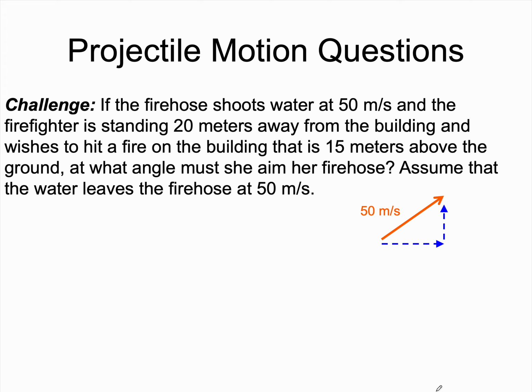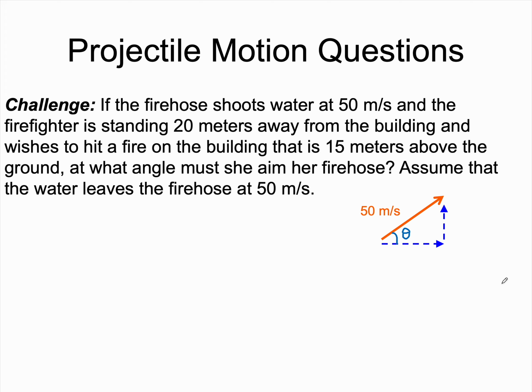Here's a challenge problem. I need to warn you on this one. You're like, wait, this is all so easy. Yeah, it gets a little bit more interesting. In this case, the question is, the firefighter shoots water at 50 meters per second and is standing 20 meters away and wishes to hit the fire in the building that's 15 meters above the ground. At what angle must she aim her fire hose? Assume the water leaves the fire hose at 50 meters per second.